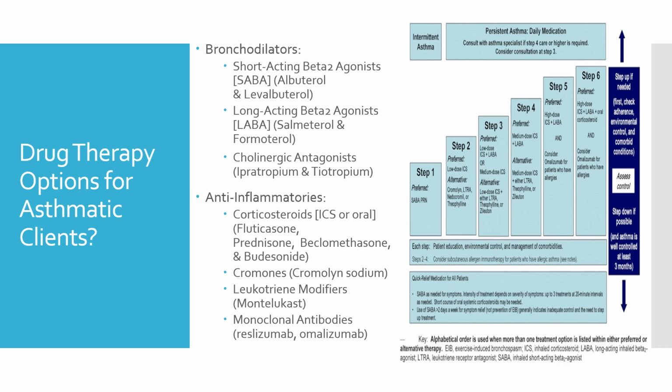And then as we progress and get worse, we'll go to a medium dose inhaled corticosteroid. And then on step 5, a high dose inhaled corticosteroid. And then on step 6, we're on a high dose inhaled corticosteroid, a long-acting bronchodilator, as well as an oral corticosteroid. So essentially, just understand that with stepping up, you're increasing the severity, trying to get more control on their asthma.